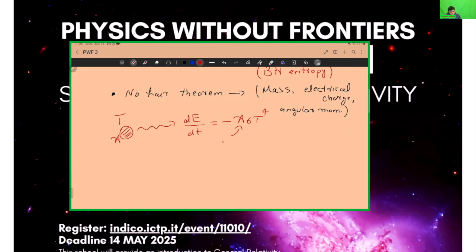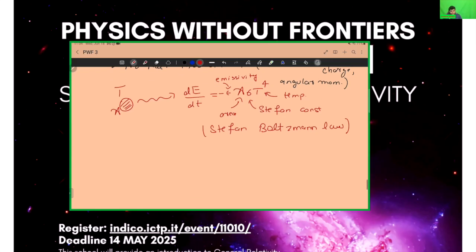Now, A is the area of this object, and T is just the temperature. This is called Stefan's law, or sometimes the Stefan-Boltzmann law. Well, sorry, I think sigma is Stefan's constant. Sorry, it's not emissivity. You can add an extra factor called emissivity here, which means how good an emitter this object is. But for black holes, emissivity is 1, so we don't need to worry about that.